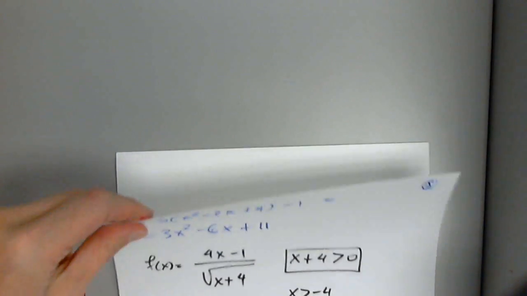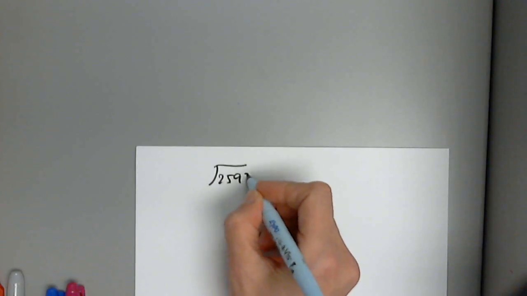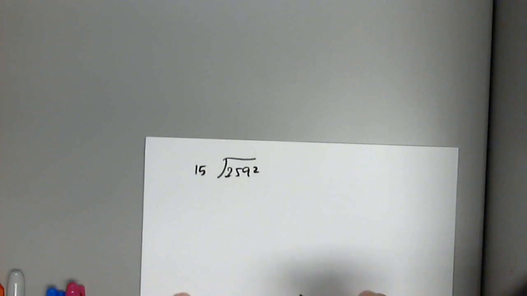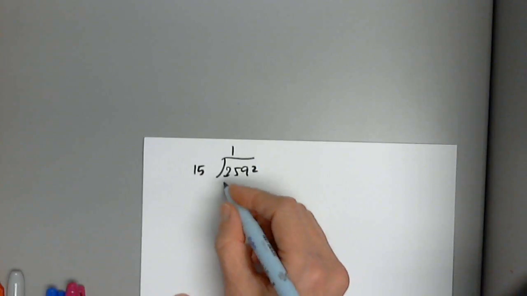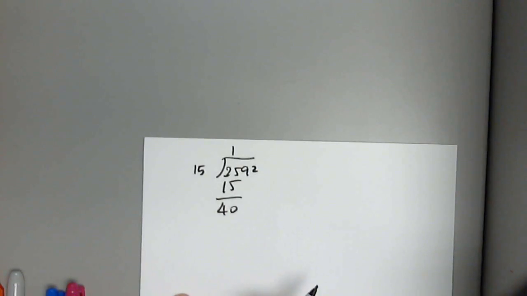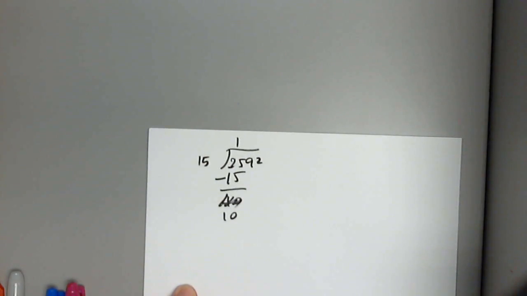So if I divide 2592 by 15, 1 goes into 20, 1 time. 1 times 15, I write 15, and I subtract and I write 10. For that reason, I always have to write the opposite sign, mandatory at all times.